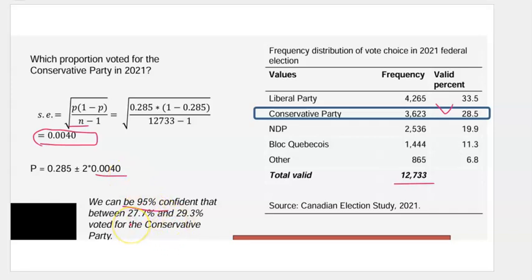So that is about 27.1%, and then 29.3%. So that means that even though 28.5 is the average percent, between those two percentages you will consider them the same, because there is a margin of error.